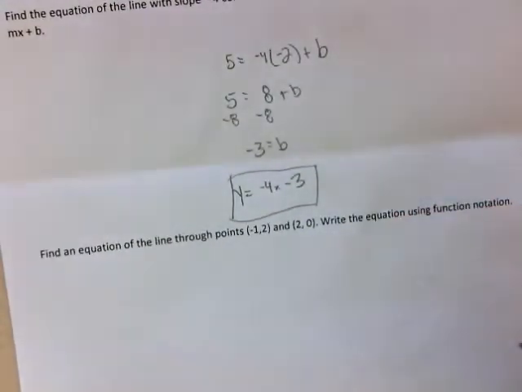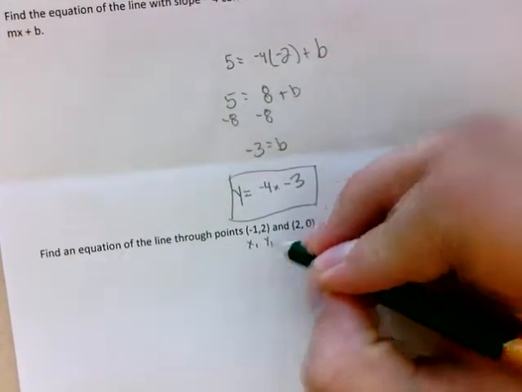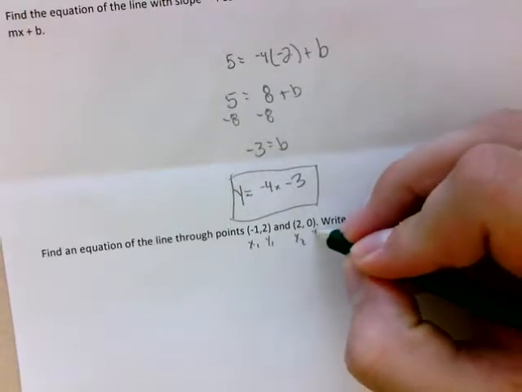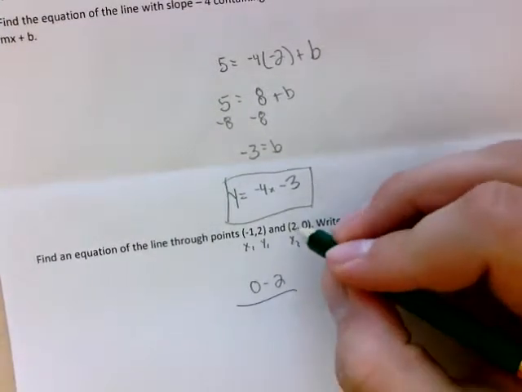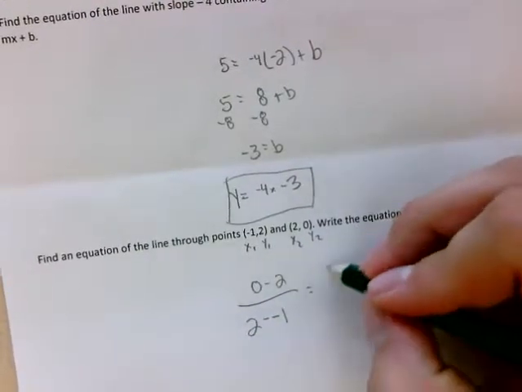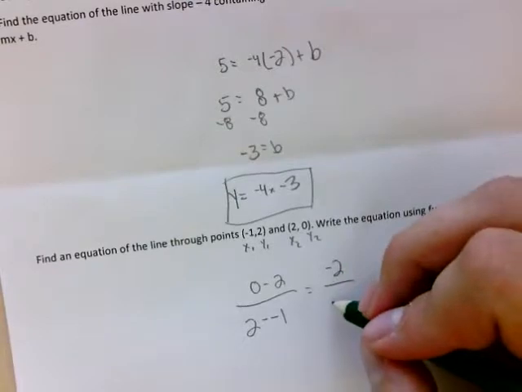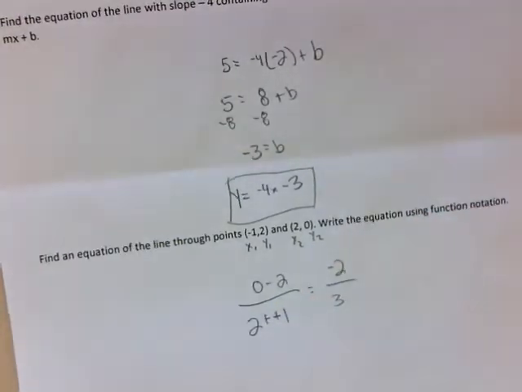Alright, so we got these 2 points. We have to find slope first, because we have 2 points, we have to find slope first. x1, y1, x2, y2. So it's going to be 0 minus 2 all over 2 minus a negative 1. That's negative 2 over 3, because this becomes a plus. So that's negative 2 over 3.